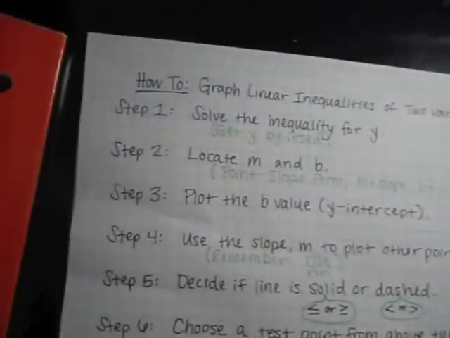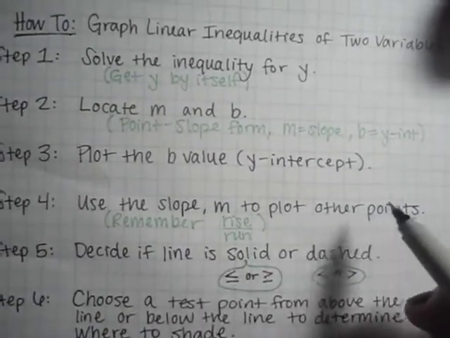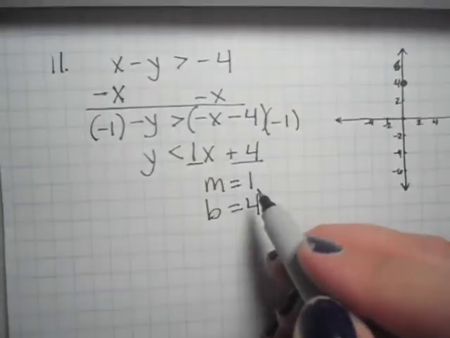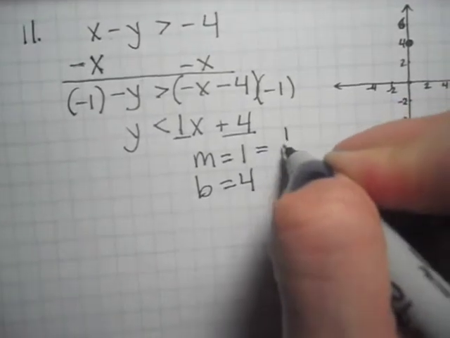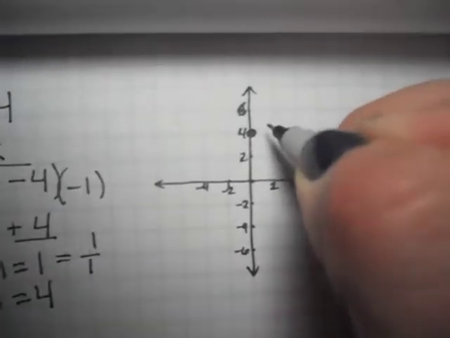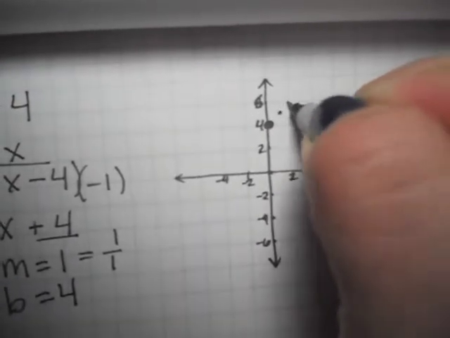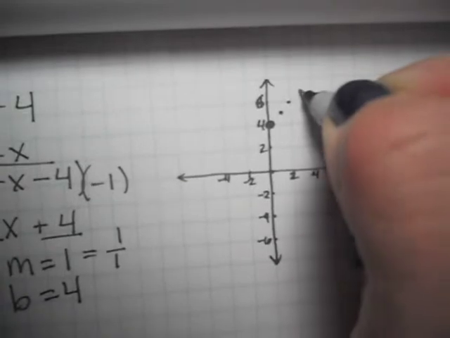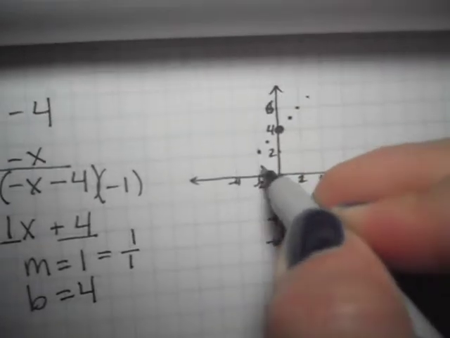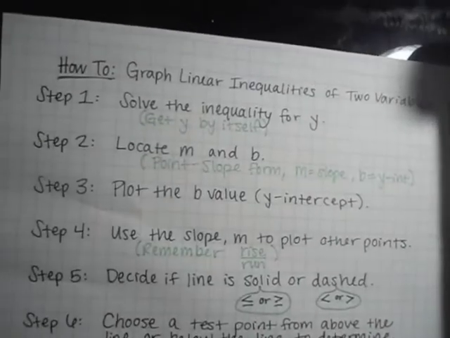Alright, let's see the next step. Step 4. Use the slope, or m, to plot other points, keeping in mind that m is rise over run. So if our m is 1, that's really 1 over 1. So we will rise 1, run 1. So we rise 1 up to 5 over to 1, up to 6 over to 2, up to 7 over to 3, and then we'll follow the pattern down, and we've plotted our other points.